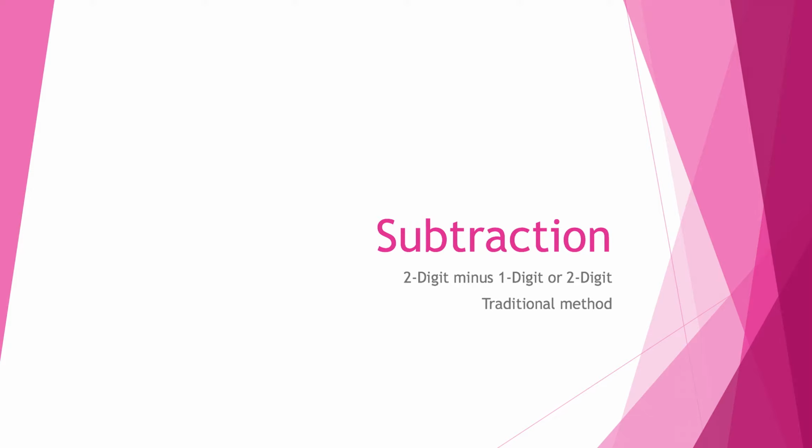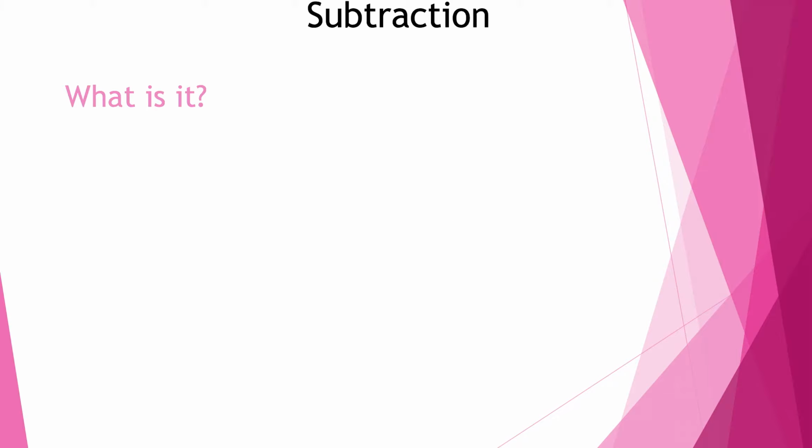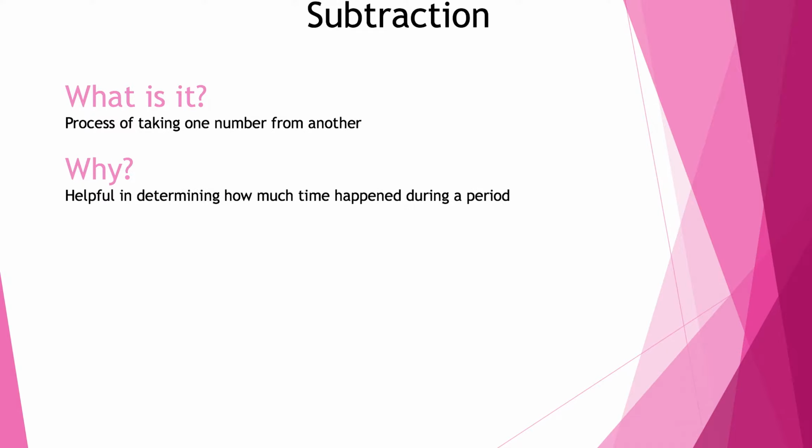Subtraction. 2-digit minus 1-digit or 2-digit traditional method. What is it? Process of taking one number from another. Why? Helpful in determining how much time happened during a period.